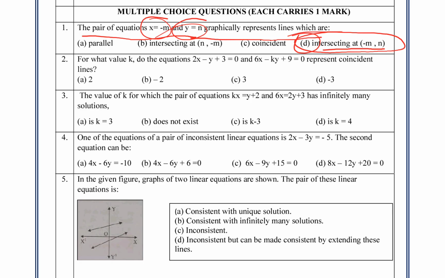Second one, for what value of k do the equations 2x minus y plus 3 equals 0 and 6x minus ky plus 9 equals 0 represent coincident lines? Here, how do we represent coincident lines? If you solve the equations for coincident lines, you will get the value 3. Here the k value is 3. Then third one, read the question yourself.